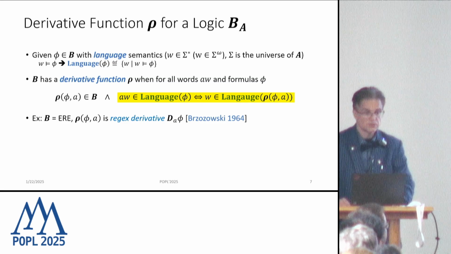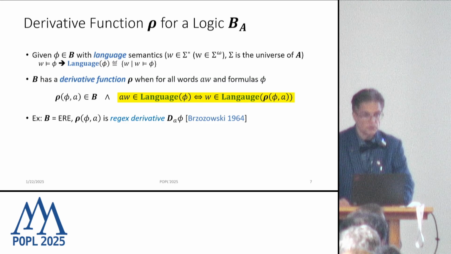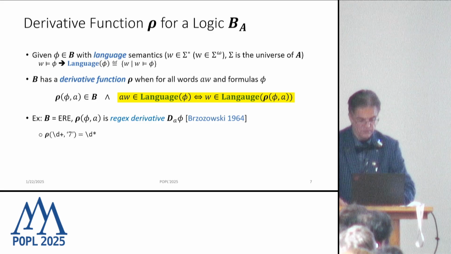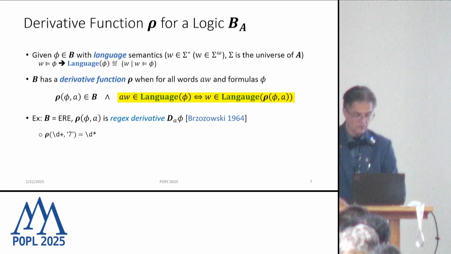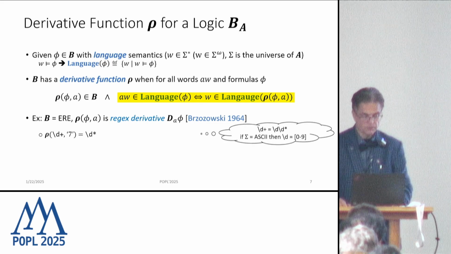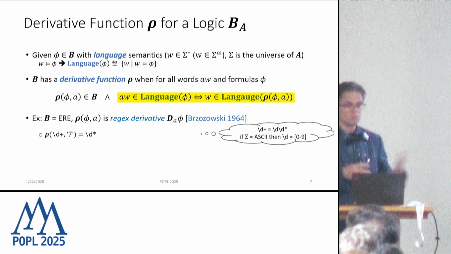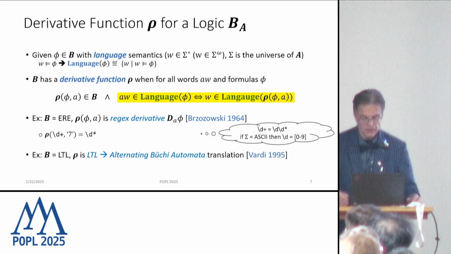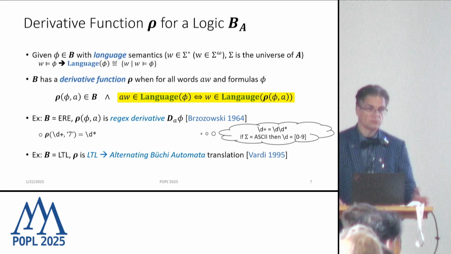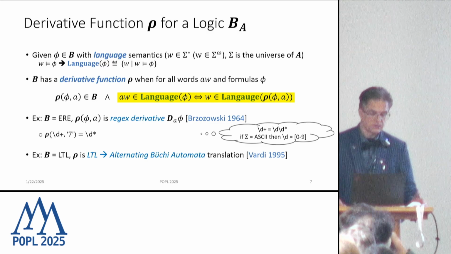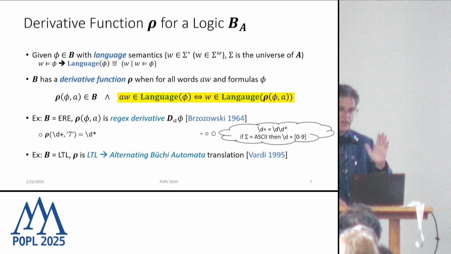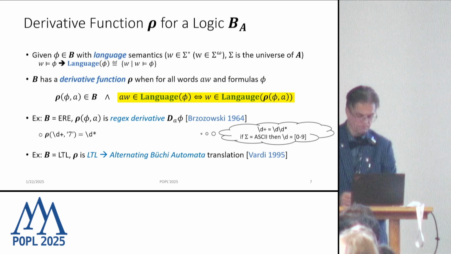So 2 examples. For finite words, you have the classical definition of Brzozowski derivatives for extended regular expressions. And this would be an example. So here, the D plus is just one or more sequence of digits. And in the case of LTL, the rho would be precisely the LTL to alternating Buchi automata translation given by Vardi in 95. Exactly. So there is really no difference.